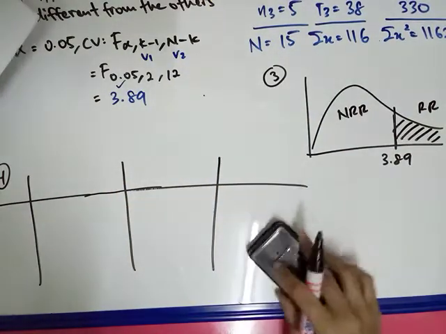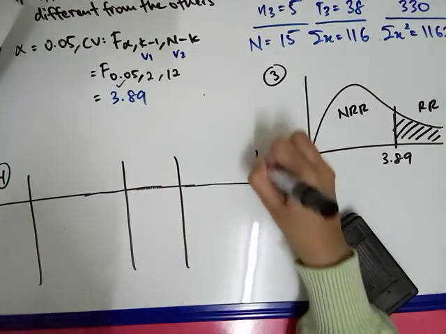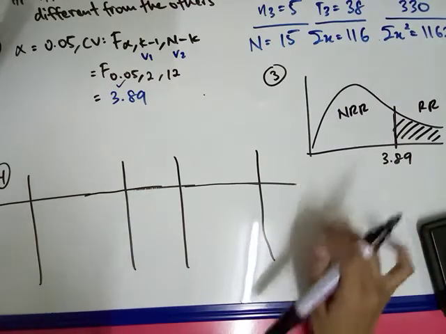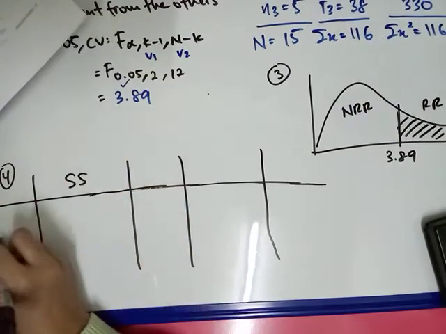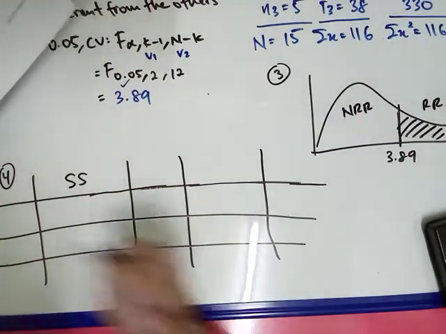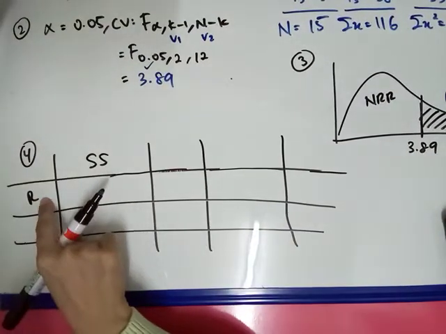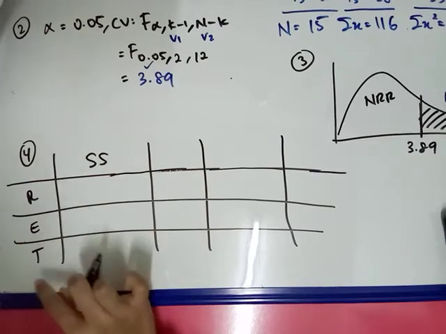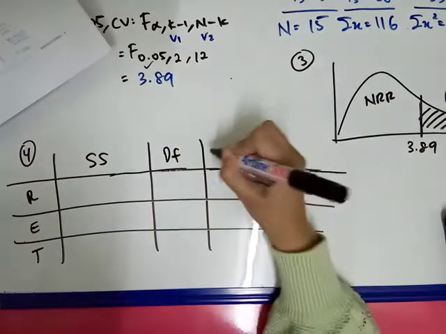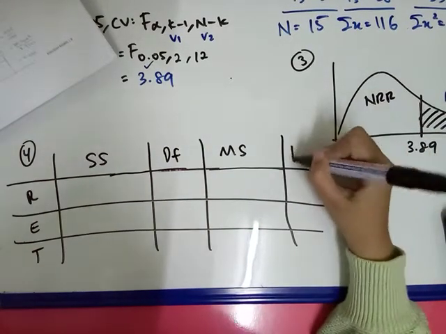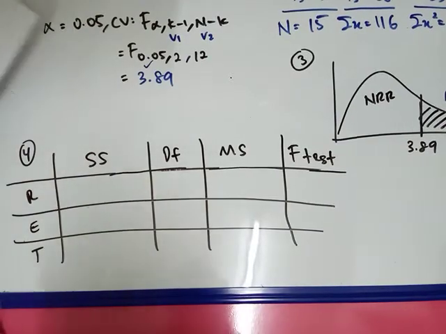This is degree of freedom. Okay, this is F-test. So this is SS, sum of square. This is R, residuals. Nampak nah? R, residuals, E for error, T for total. So SS, sum of square, this is degree of freedom, this is mean square, and then this is for F-test. Buat simple-simple je.